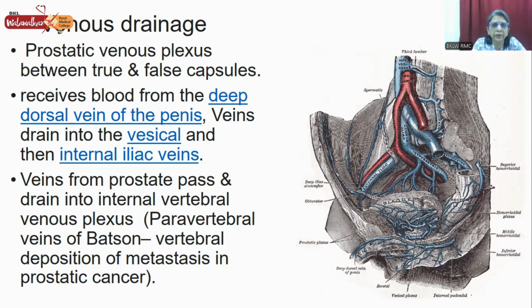Also, they communicate with the vertebral veins of Batson. So these are the veins which drain into the internal vertebral venous plexus. The importance of this in CA prostate is that metastases occur in the vertebra because of this communication between the prostatic veins and the paravertebral veins of Batson. And in that case, the prognosis is bad.